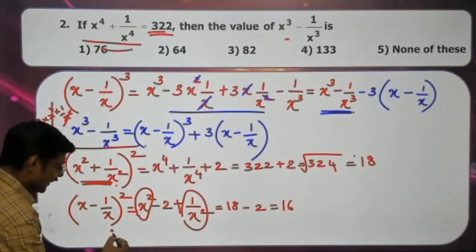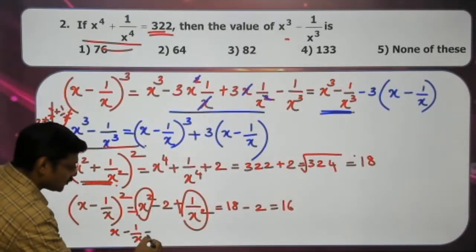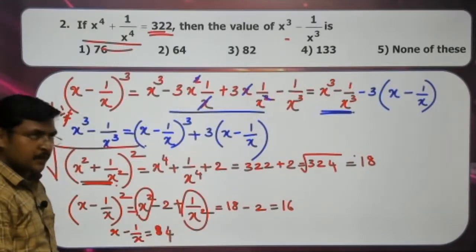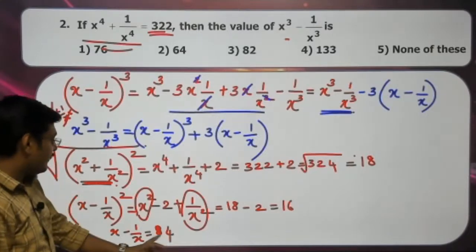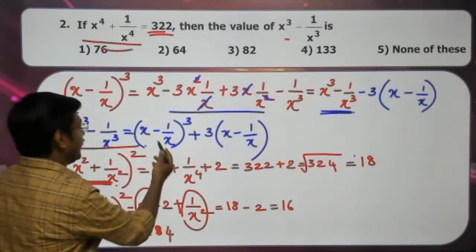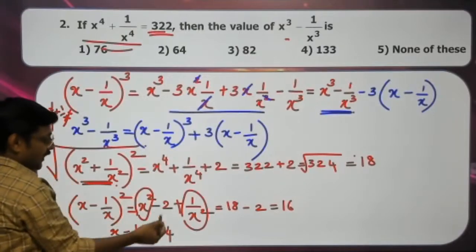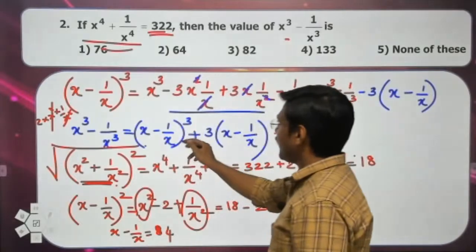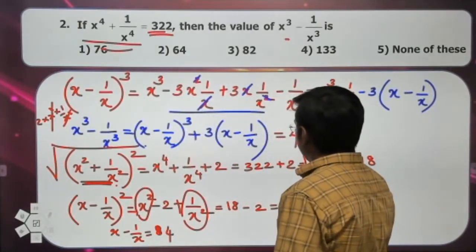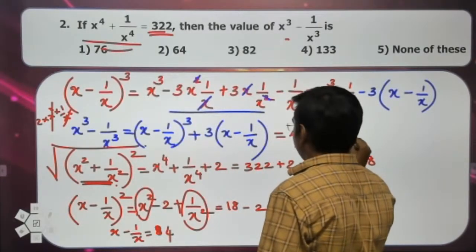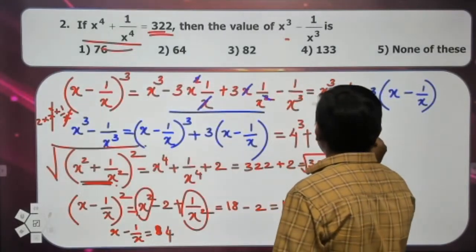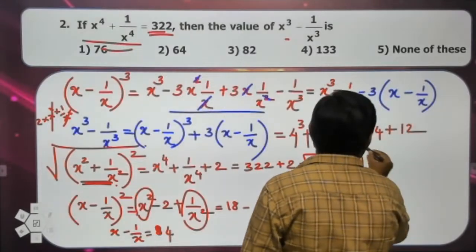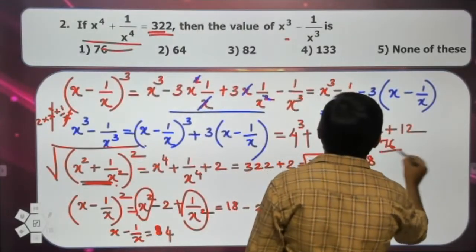Then we can say that x minus 1/x is equal to square root of 16, that is 4, right? Because 4 square is 16. So finally we got the x minus 1/x value, that is 4. I am substituting it here: x cube minus 1/x cube is equal to (x minus 1/x) cube plus 3 into (x minus 1/x). So 4 cube plus 3 into 4, right? Which is equal to 4 cube, we know that it is 64, plus 12. As a result of that, you will get the final answer as 76.